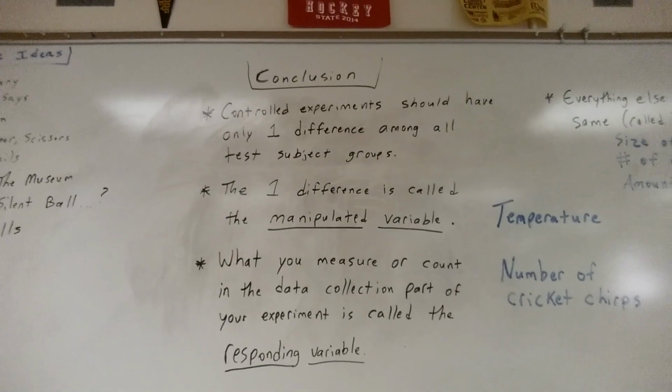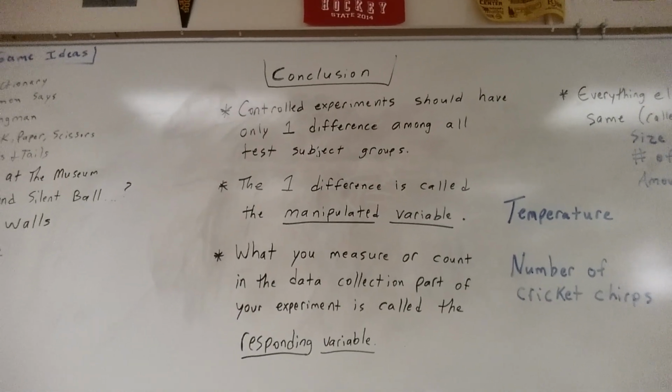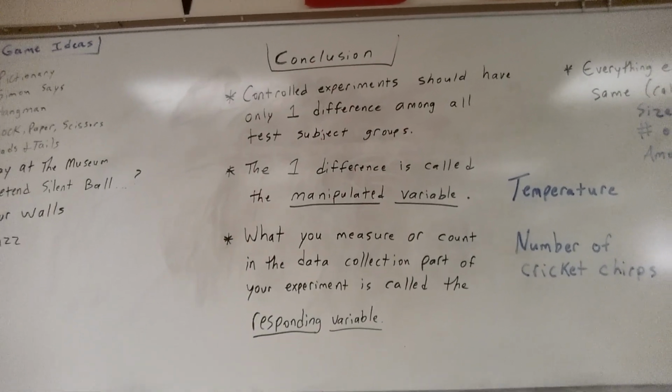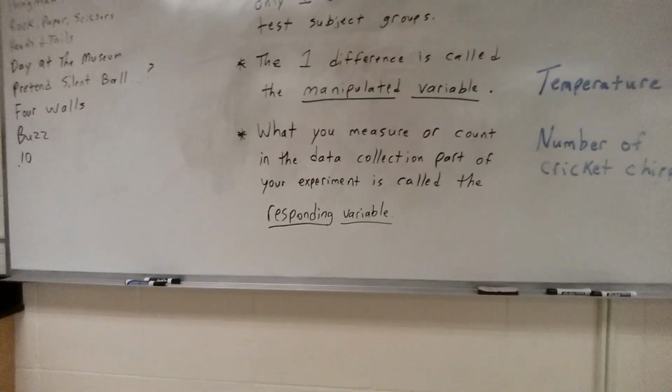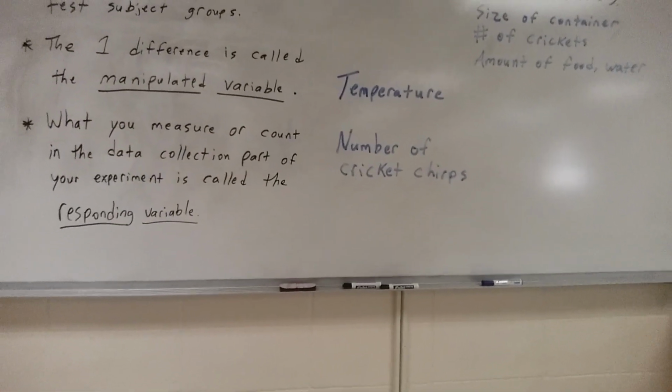Okay, so then once we get our data, we collect the number of chirps and we can put it on a data table or on a graph, all right? What we were measuring or counting is known as the responding variable, okay? So here's another term you're going to have to know. What you measure or count in the data collection part of the experiment is called the responding variable. In this case, it was the number of chirps.